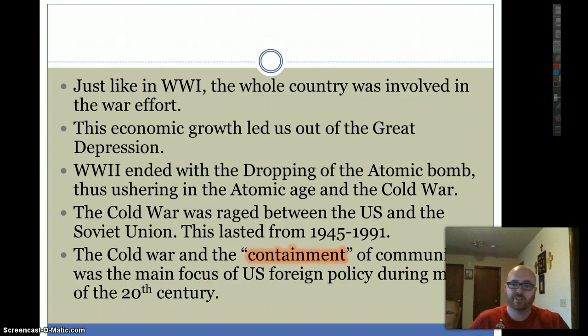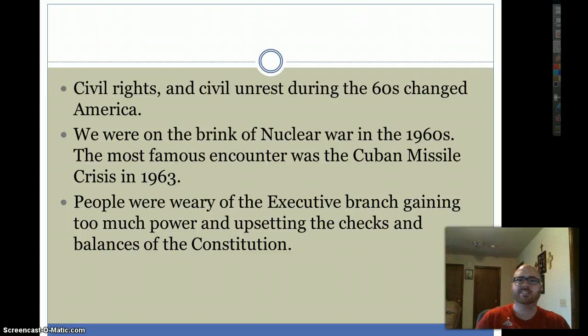We have the Truman Doctrine and the Marshall Plan to aid these countries to make sure they don't turn to communism. Civil rights and civil unrest in the 60s changed America. Led by Martin Luther King, we had bus boycotts, marches, and protests. Brown versus Board of Education ended segregation in the schools, reversed Plessy versus Ferguson, and was a landmark case. Earl Warren, the Warren Court, expanded civil liberties in the 1960s in criminal cases, with Brown, Miranda, and Gideon. All these court cases expanded civil liberties.